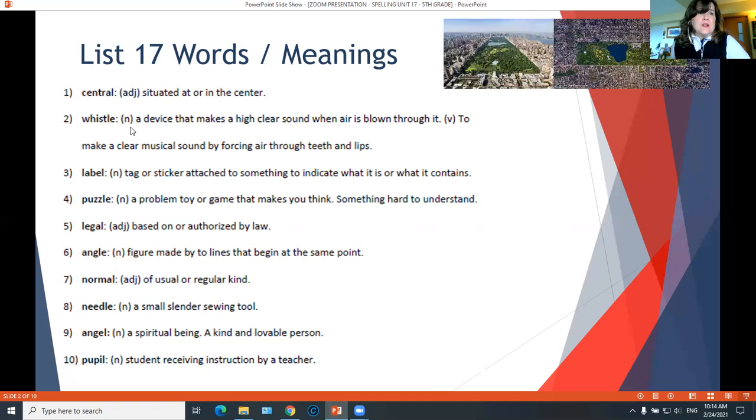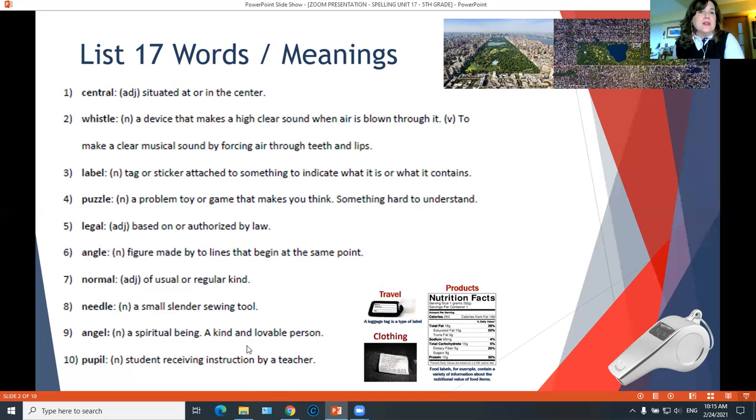Word number 2, whistle. Whistle also ends with that sound. Pay attention, whistle. Whistle is a noun or a verb. If you use it as a noun, it refers to a device that makes a clear sound when you blow air into it, okay? And it looks like this. This is a whistle. But to whistle is also a verb and means to make a clear musical sound by forcing air through your teeth and lips like this. This is to whistle.